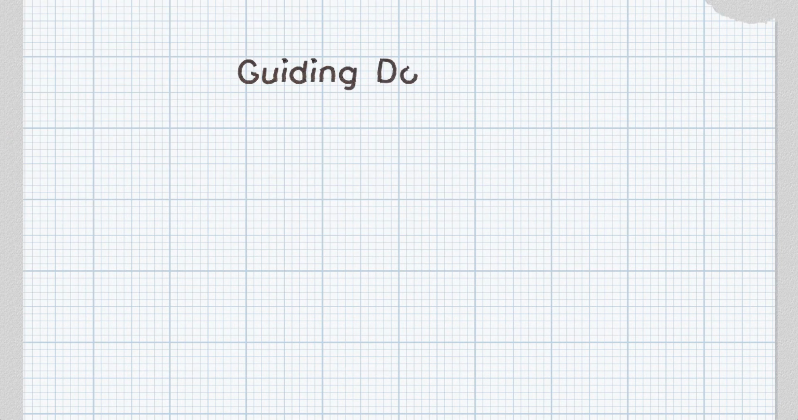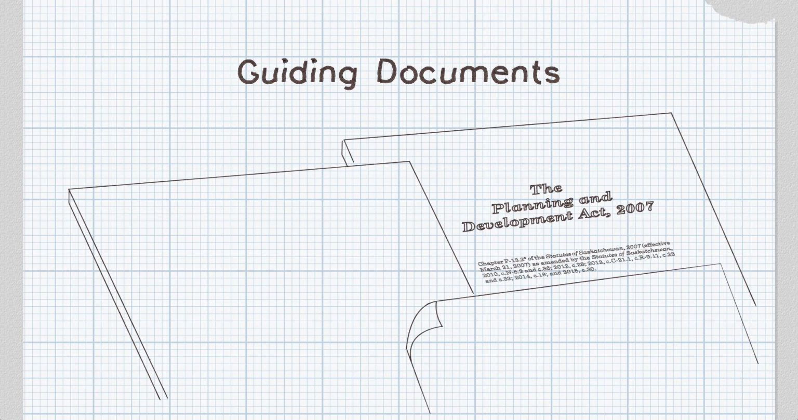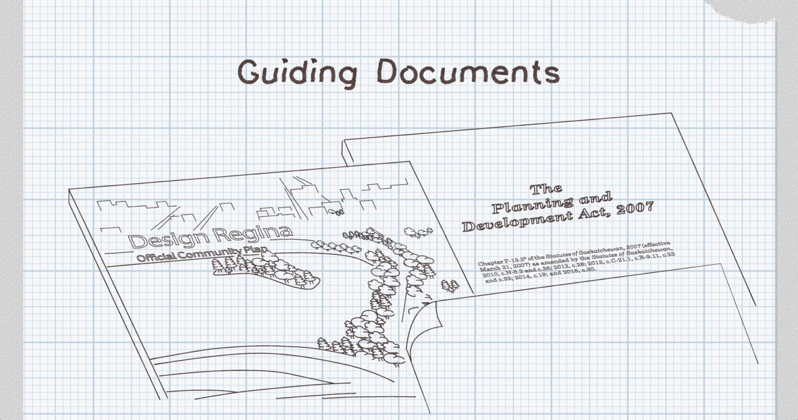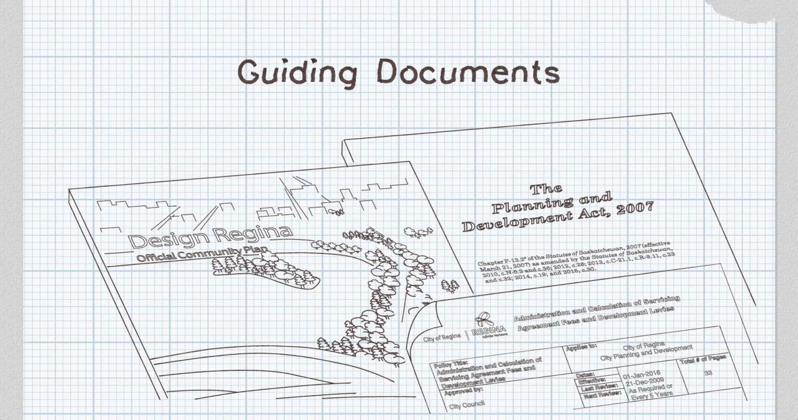It's now time to look at how the fees are calculated, which can be the most complicated part. It's important to know that all municipalities in Saskatchewan must follow the Planning and Development Act, which outlines rules for municipalities when it comes to setting the rates for servicing agreement fees. As well, the City of Regina's official community plan, called Design Regina, includes our policy that guides our growth and development. It also informs the servicing agreement fee policy that determines how the fees are calculated.